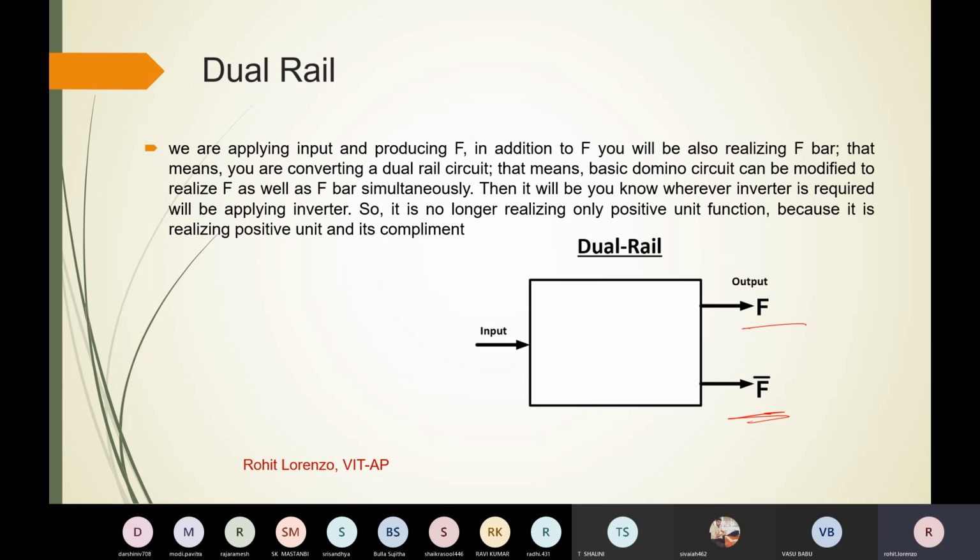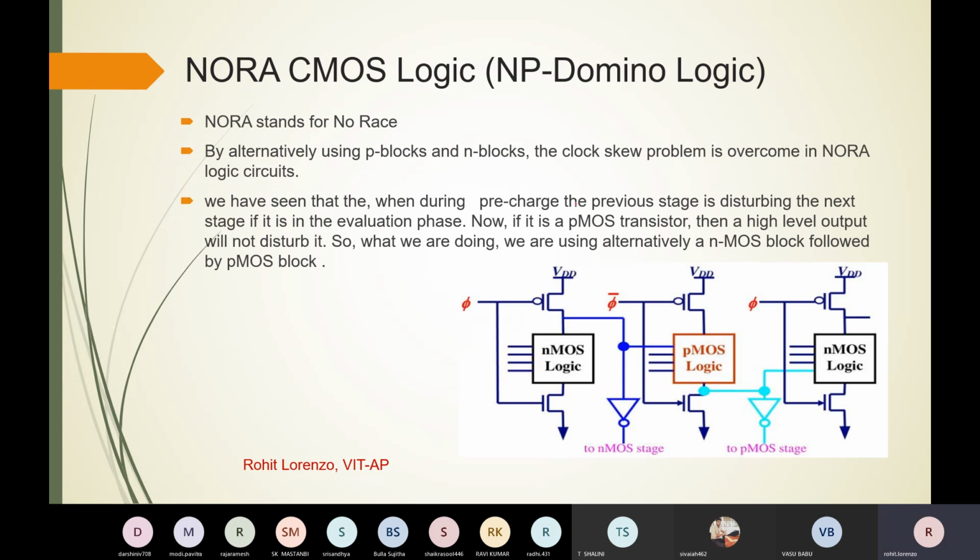So we can use this type of circuit there in domino logic. Now another technique is NORA CMOS and NP domino logic. In this technique, we are simply alternating NMOS logic and PMOS logic. Suppose the output is here, now it is fed to the PMOS, and here we are getting some output. Now here the output is fed back, sending to another block.